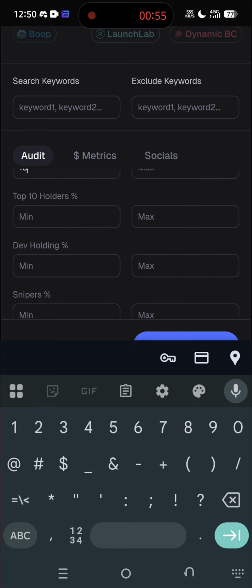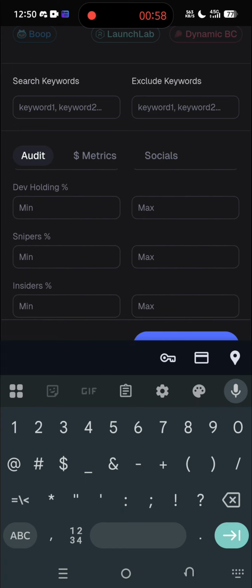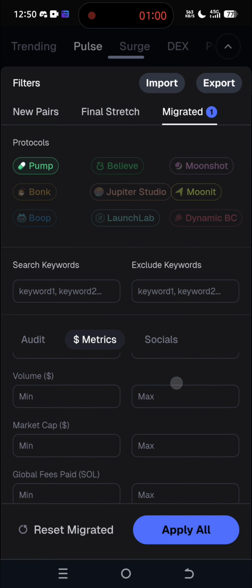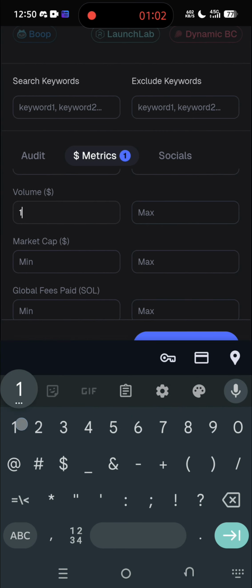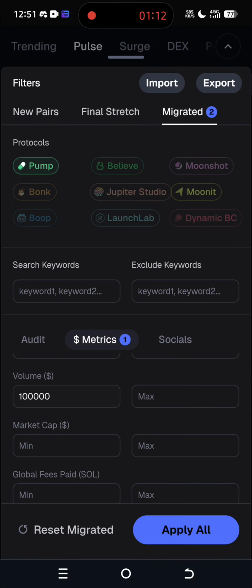Then volume is very important. Let's go to metric. Volume is very important. You need a minimum of 100,000 volume. So minimum of 100,000 volume.